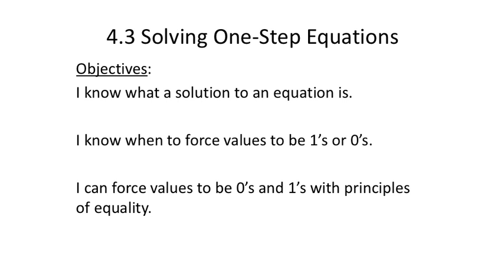And I know when to force values to be ones or zeros, which I believe we've talked about before. So for example, when we create ones, we're going to use that anything divided by itself is one property. Or with zeros, that's like zero pairs. So if I have something, I can add its opposite. Or if I have something positive, I can just subtract it from itself to make a zero. And then I can force values to be zeros and ones with principles of equality. It's good. But not only should we be able to make zeros and ones ourselves, we need to know when to do it.